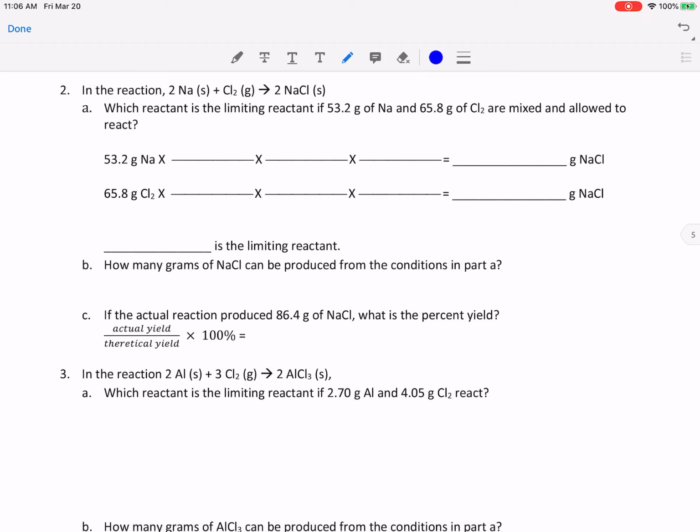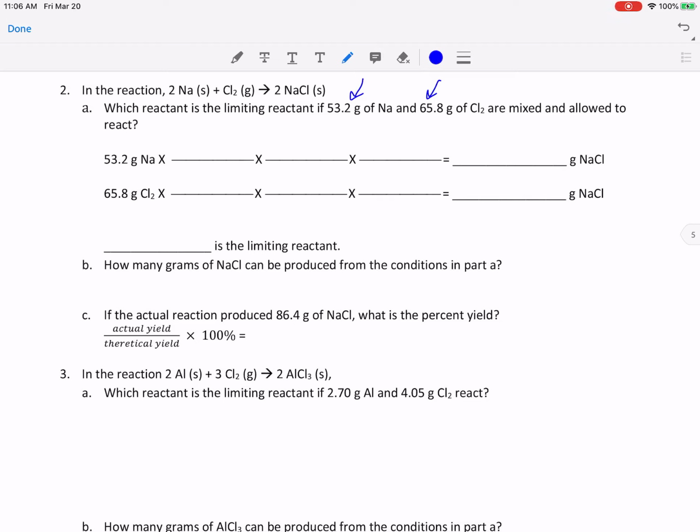All right. In the reaction, 2Na solid plus chlorine gas is going to produce 2 NaCl solid. And which reactant is the limiting reactant if 53.2 gram of sodium and 65.8 gram of chlorine are mixed and allowed to react? So the two reactant masses are given, so we're going to have to start from there. And if the mass is given, you have to convert to the mole.